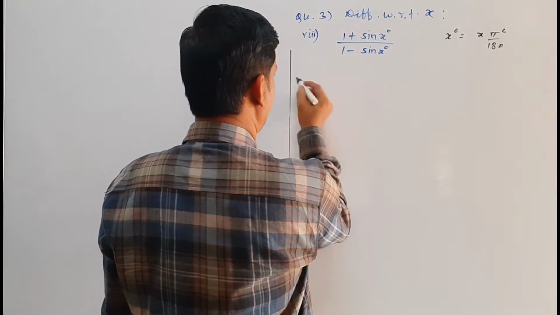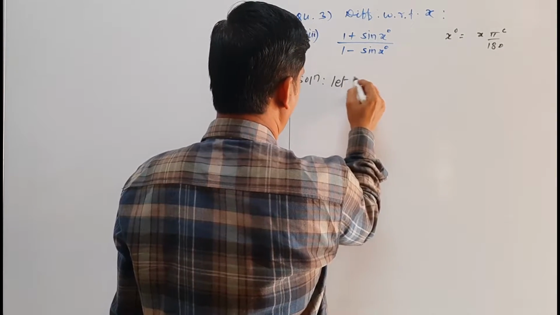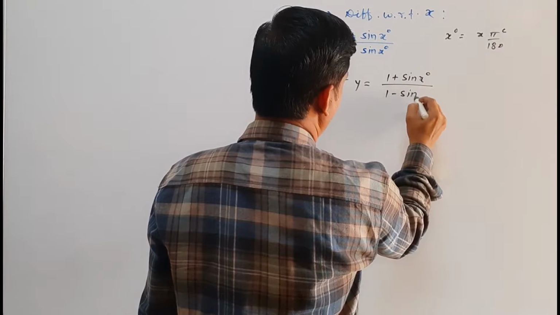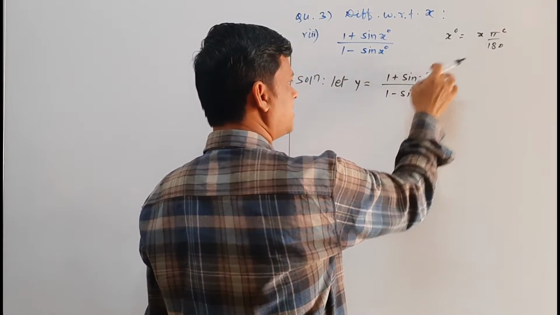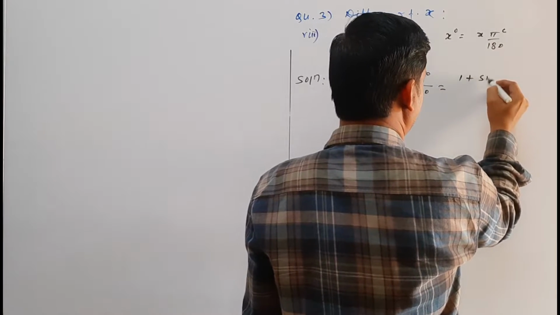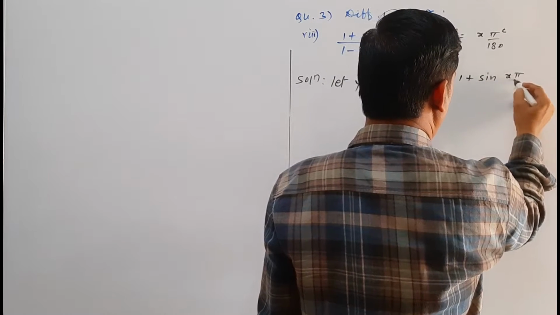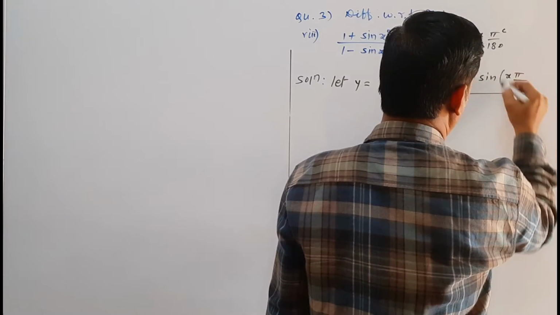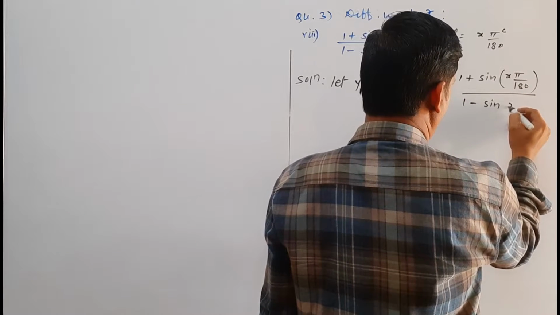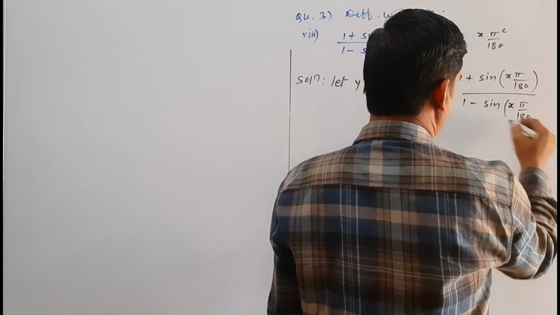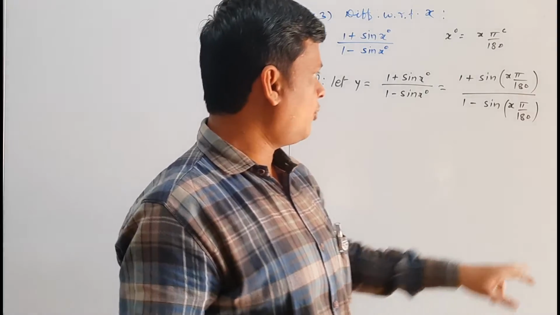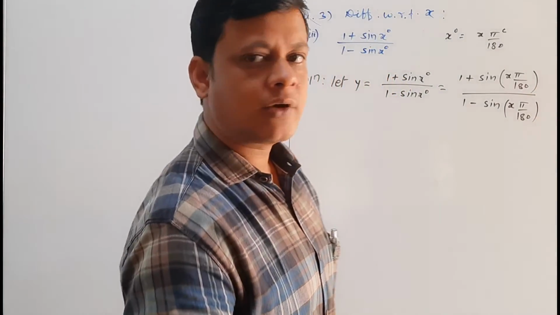So we write given function as, let y equals to 1 plus sin x degree upon 1 minus sin x degree. So we convert this x degree to radian form. So we write 1 plus sin x pi upon 180, and here in denominator also 1 minus sin x pi upon 180. Now we have to differentiate this function. So this is of the form u by v, so we have to apply here quotient rule.